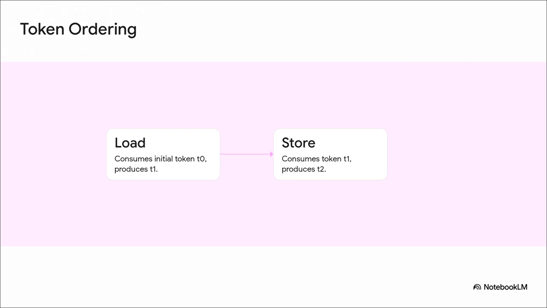For instance, step 1, a load operation, has to consume an initial token, let's call it T0, and that produces token 1. Then step 2, a store operation, literally cannot execute until it consumes token 1, which then produces token 2. This strict happens-before sequence totally blocks the compiler from dangerously reordering memory on mutable data. But it leaves your read-only operations totally unconstrained, so they run as fast as the hardware allows.